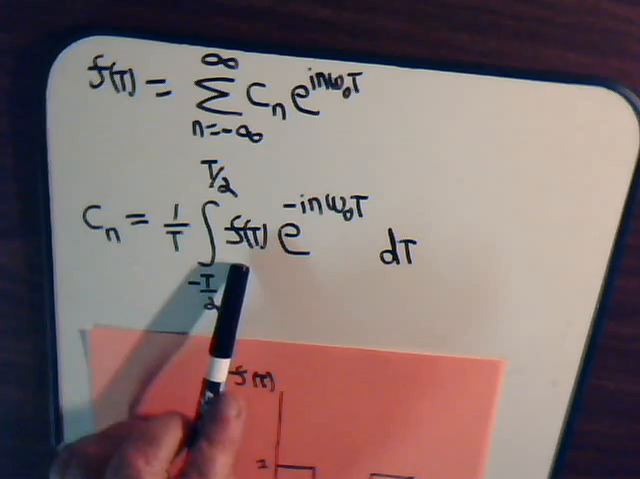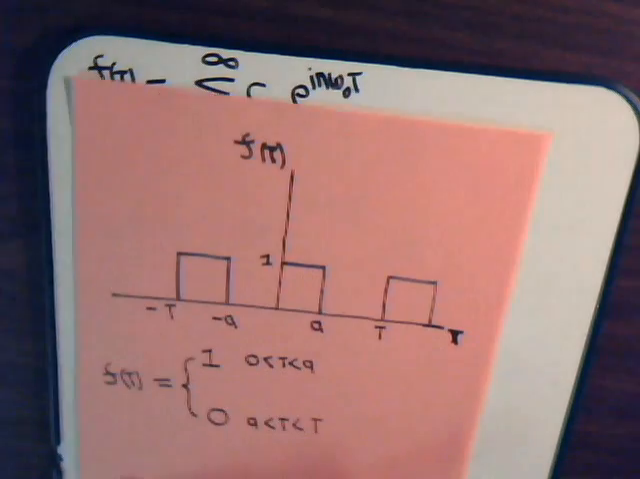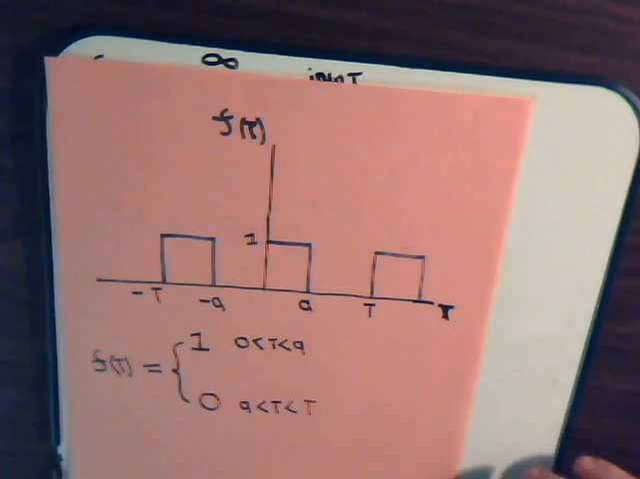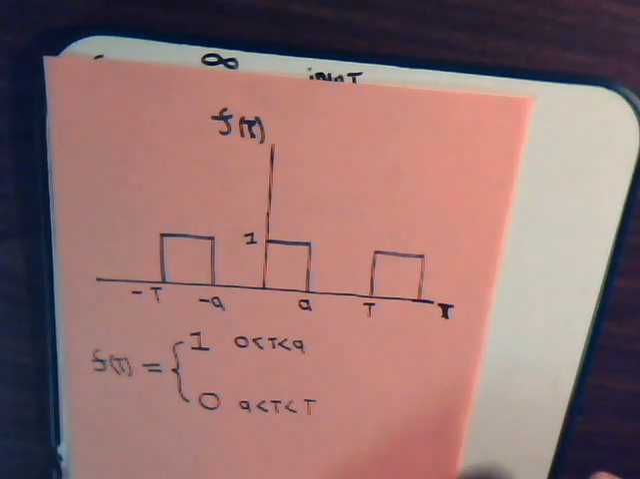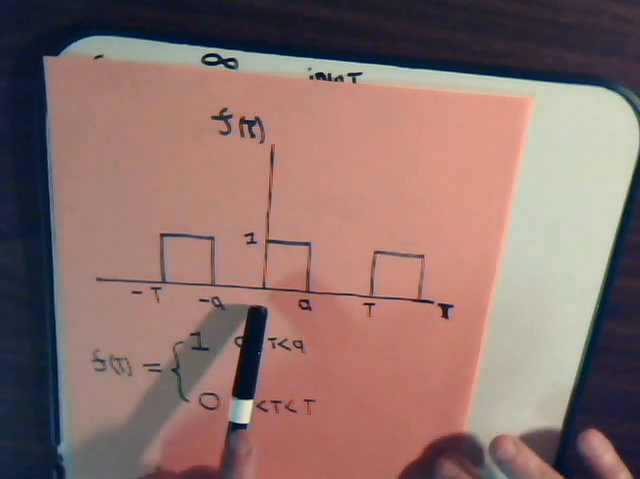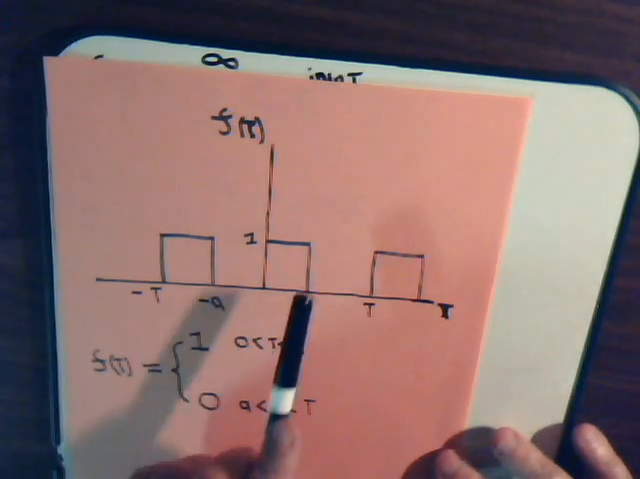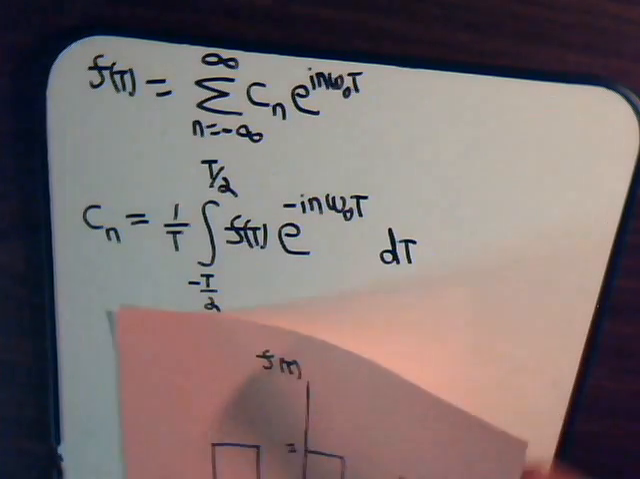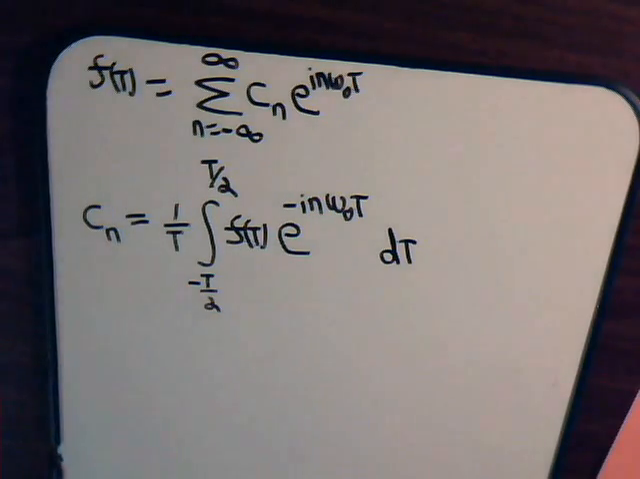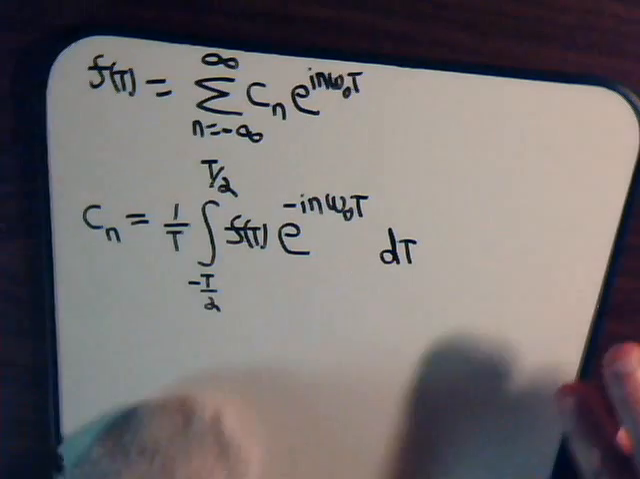And that's the value of our function. Well, that's either 1 or 0. When t goes from 0 to a, it's 1. From a to T, it's 0. So when we set up the limits on the integral, we can just take it from 0 to a, and our function is just simply 1. So let's write out then the expression for c sub n.